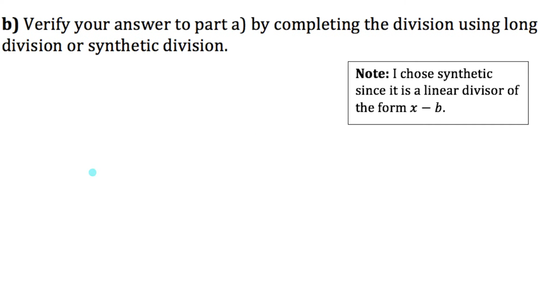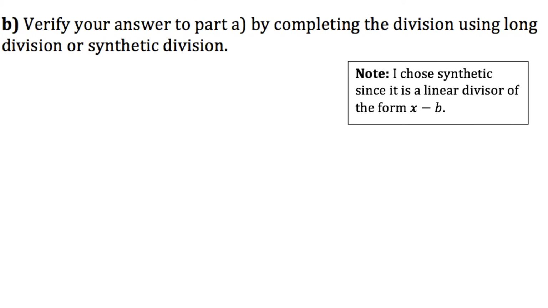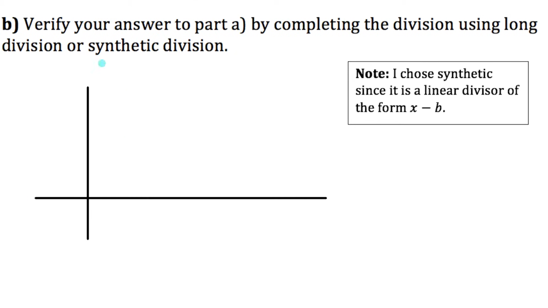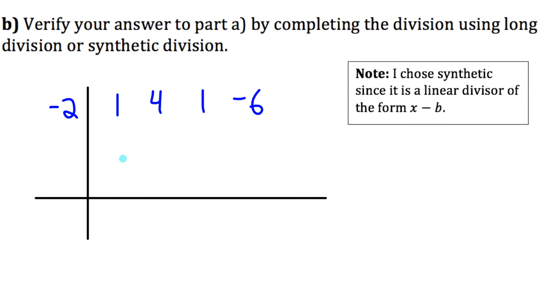Part B says, verify our answer by completing division using long division or synthetic division. Well, since the divisor is degree 1 with a leading coefficient of 1, I think synthetic division is quickest. So let's do the synthetic division. The 0 of the divisor goes here, and then the coefficients of the dividend go here. In the dividend, I had degree 3, 2, 1, 0, so all degrees were represented, so I didn't need to put any 0 placeholders.